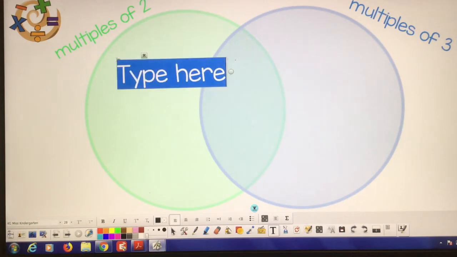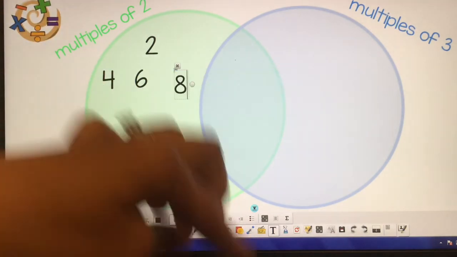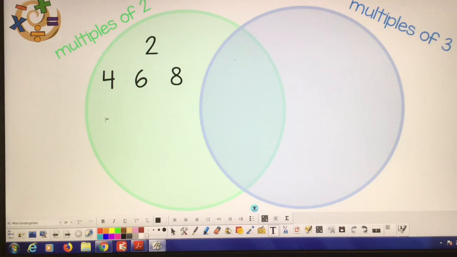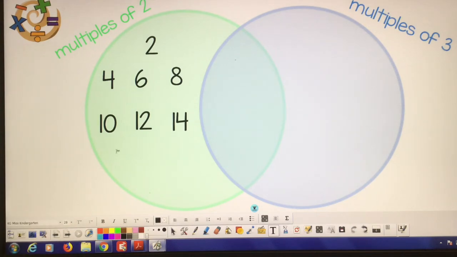So 2 times 1 is 2. 2 times 2 is 4. 2 times 3 is 6. 2 times 4 is 8. 2 times 5 is 10. 2 times 6 is 12. 2 times 7 is 14. 2 times 8 is 16. 2 times 9 is 18. And then 2 times 10 is 20.